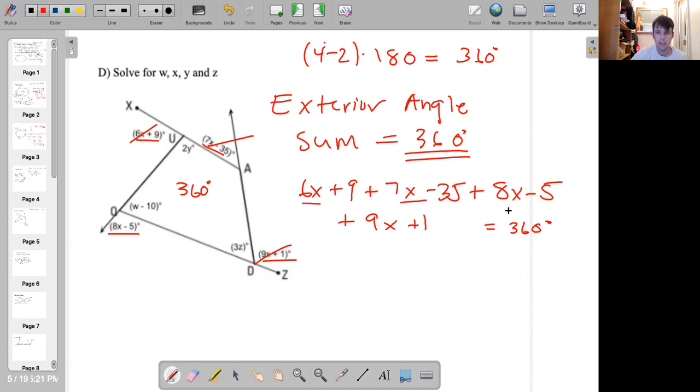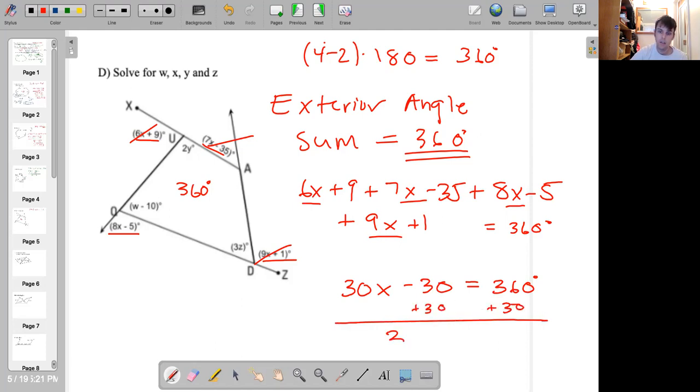So I've got x, x, x, x. That's 15, 22, 30. 30x. And negative 40 and positive 10, that's going to be minus 30, equals 360. Okay, going ahead and solving this, I have to add 30 on both sides. I got 30x equals 390. Divided by 30, we find that x equals 13. Lucky number 13. So x is 13.